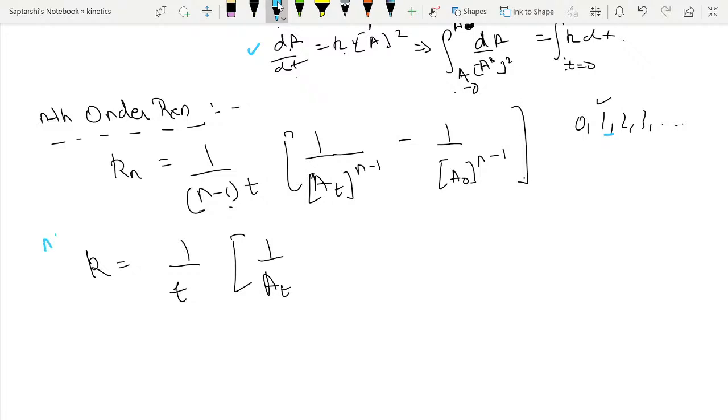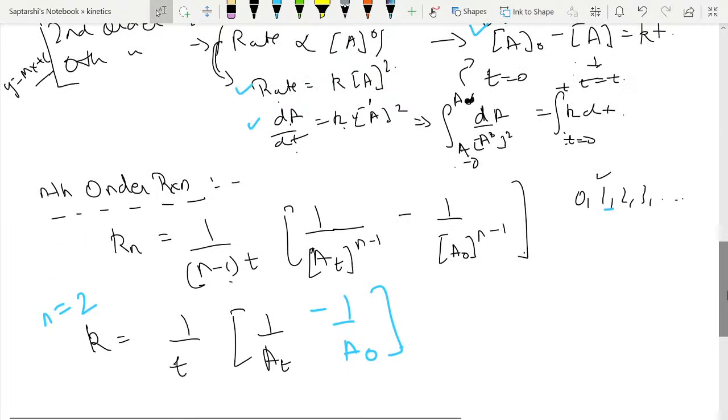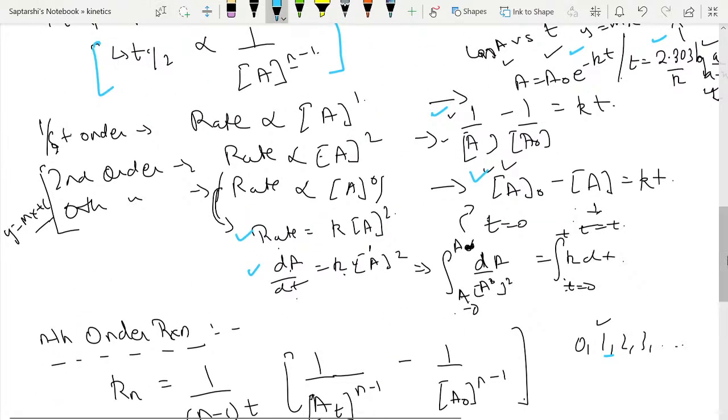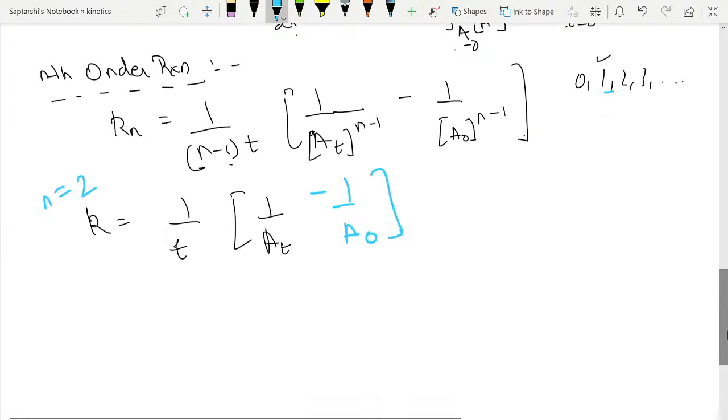Suppose we are doing it for second order, so n is equal to 2. This will be 1 by t into 1 by a t minus 1 by a0. If you go back, this was the second order: 1 by a minus 1 by a0 equals kt. And over here we have 1 by a t minus 1 by a0 equals kt. So it matches, and this equation is right. Okay, great.